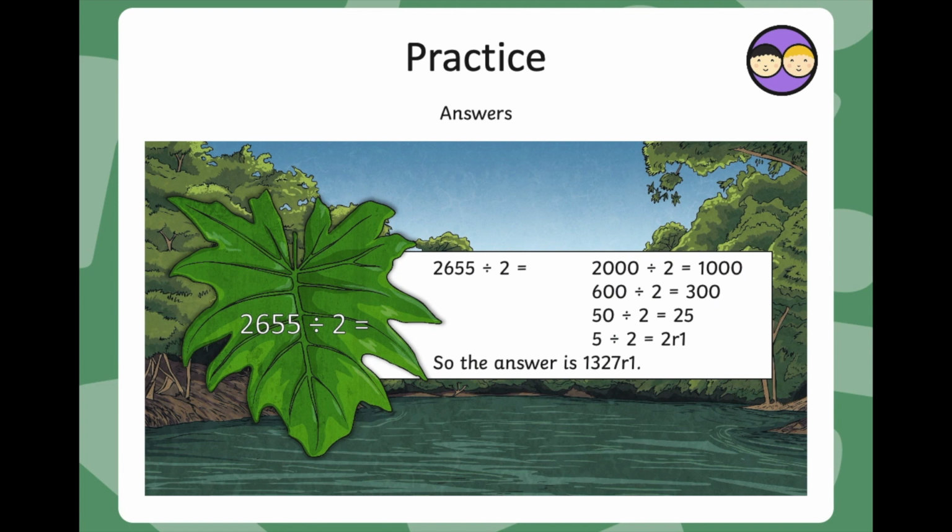And lastly, 2,655 divided by 2, and if you remember from last week, they've used the partition, calculate and recombine method. So they've done 2,000 divided by 2 equals 1,000, 600 divided by 2 equals 300, 50 divided by 2 equals 25, and 5 divided by 2 equals 2, remainder 1. So the answer is 1,327, remainder 1. Well done if you got all those correct.